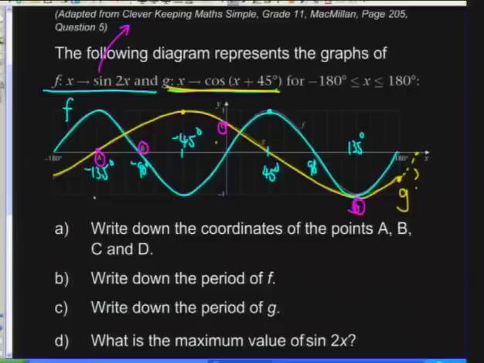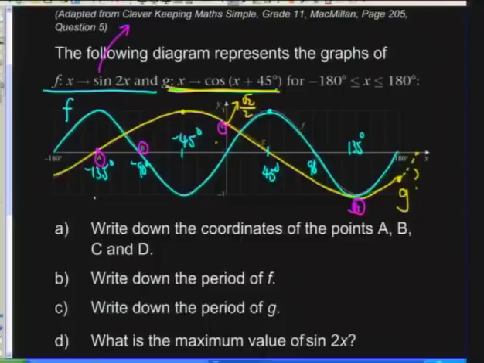What is happening at C is that we want to know at naught what is my value. So I'll substitute in 0, and I would get the cos of 45. So this value over here at C would be a y value of root 2 over 2. Okay. Interesting.